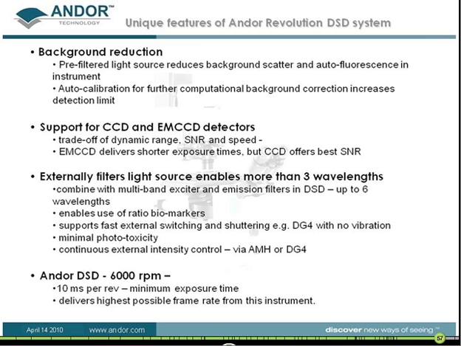We have the option to include EMCCD cameras. I don't believe Zeiss are supporting those. The use of external filters allows us to achieve more than three wavelengths or to work with ratio markers. So we believe that is a significant advantage. And finally, our disk is running at twice the speed of Zeiss's, which means a 10-millisecond minimum exposure time.